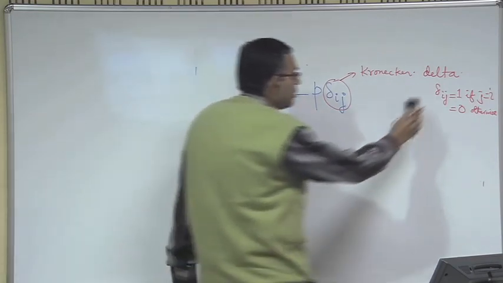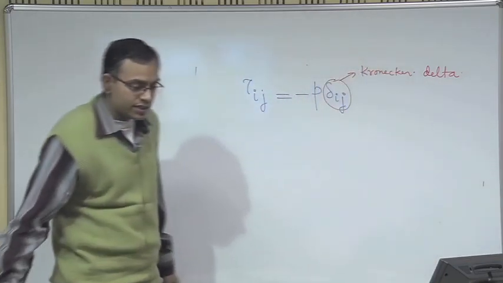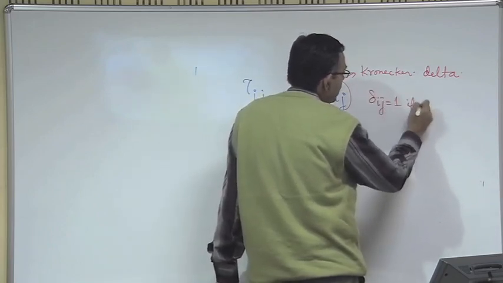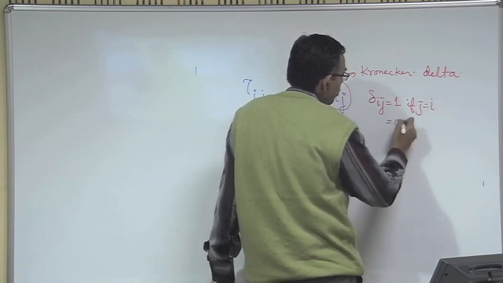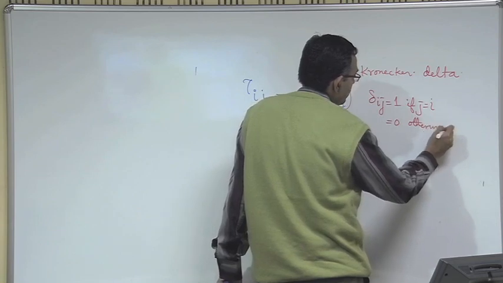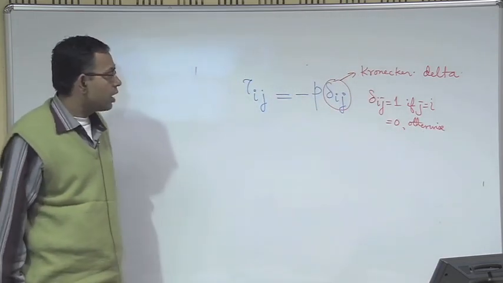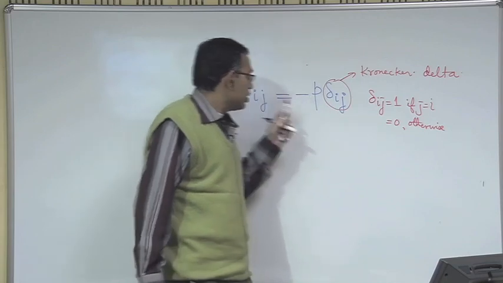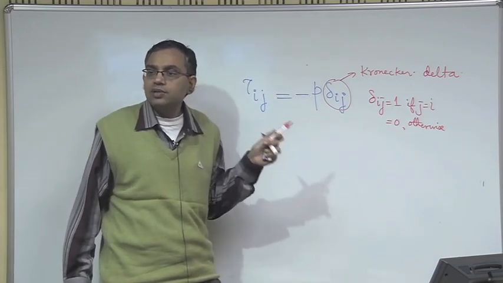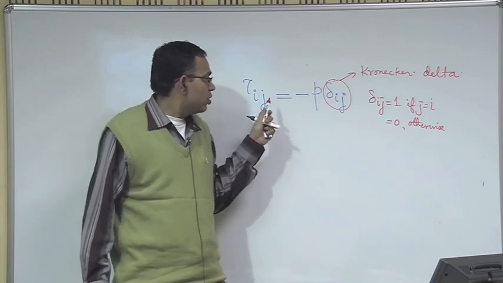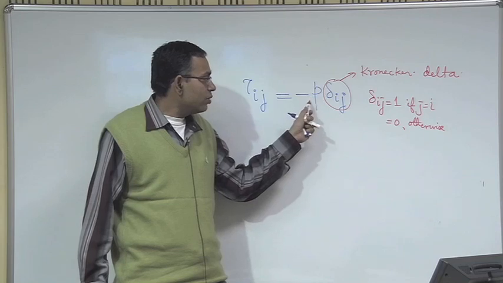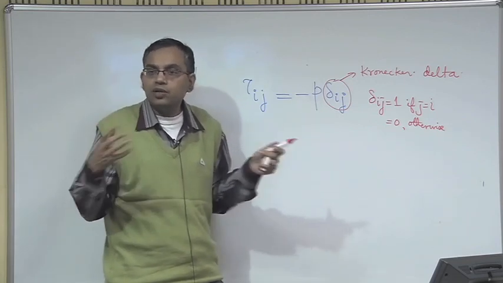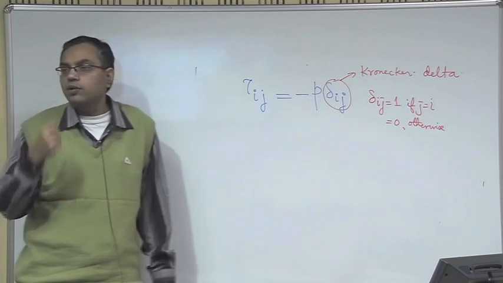Maybe it is not capturing the frame, so I will write a little bit on the other side. So, delta ij is equal to 1 if j is equal to i and is equal to 0 otherwise. So, you can see that tau ij, when is it normal stress and when is it shear stress? It is normal stress only when j is equal to i, and then only it will be minus p. And if j is not equal to i, that is shear stress, pressure cannot give rise to a shear component of stress. Pressure can give rise to only normal component of stress.